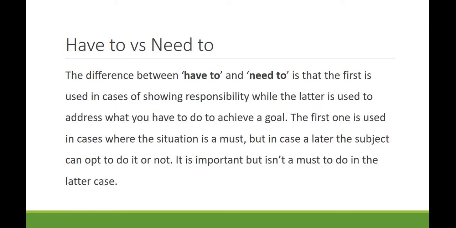Okay? The first one is used in cases where the situation is a must, but in cases of the latter the subject can opt to do it or not. It is important, but isn't a must to do in the latter case. Okay? Ahí estamos viendo la diferencia de lo que es el have to y el need to. Okay? Uno me demuestra lo que es una responsabilidad y el segundo me demuestra lo que yo tengo que hacer para alcanzar lo que es un objetivo.